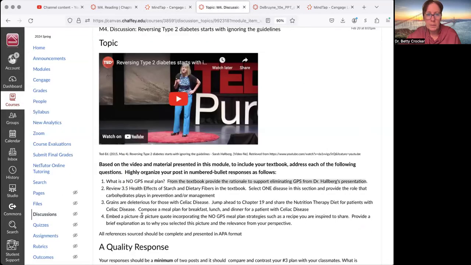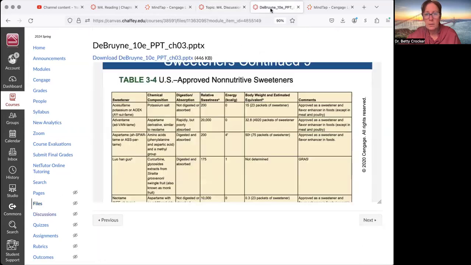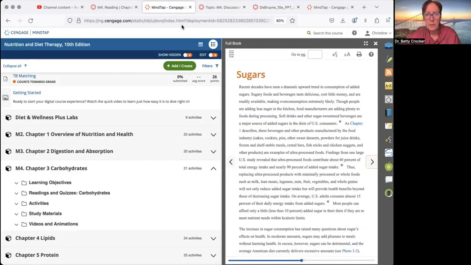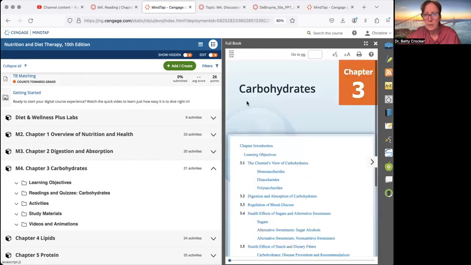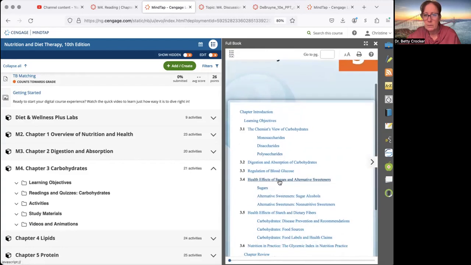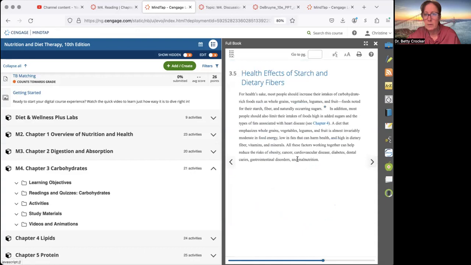And then the very next prompt says review section 3.5. Go to section 3.5, and again, we can go right here. Section 3.5, the health effects. Just go right in here. There we go. And then you can grab all the information here.